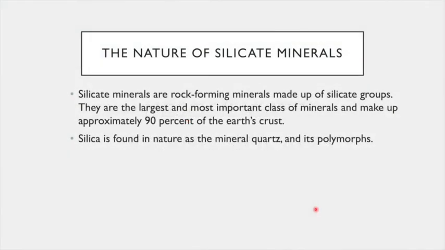Silicate minerals are rock-forming minerals made up of silicate groups. They are the largest and most important class of minerals and make up approximately 90% of the Earth's crust. Silica is found in nature as the mineral quartz and its polymorphs that we had already discussed in the silica class.